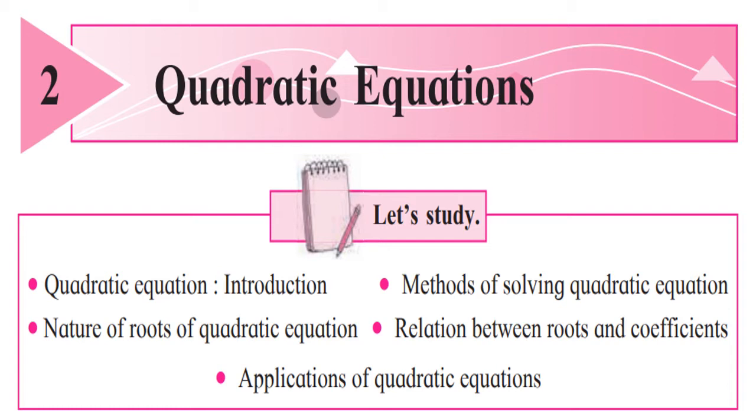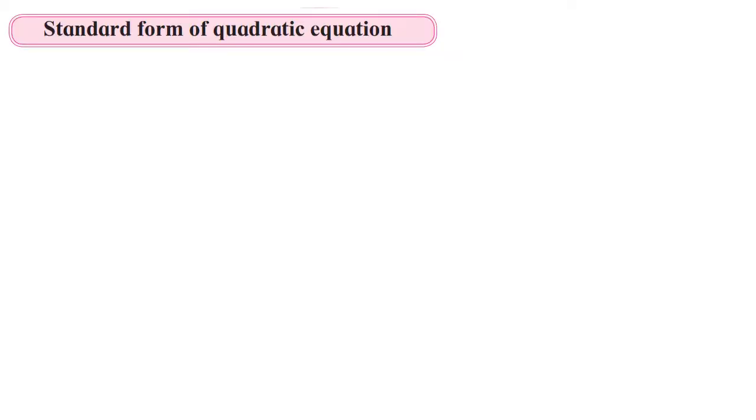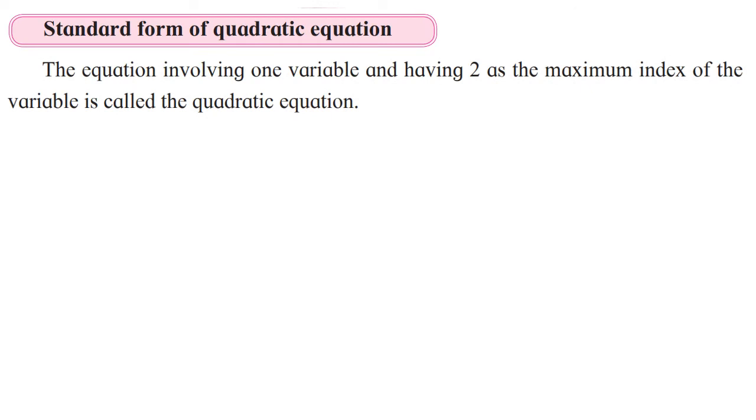Before that, we will revise what we have done in the previous lecture. I gave you the definition of a quadratic equation, that is, an equation involving one variable and having 2 as the maximum index of that variable is called a quadratic equation. A polynomial can be converted into an equation when we write equal to 0 in front of it, but that polynomial should be in one variable only and its highest index should be 2. These are the two conditions for quadratic equations.